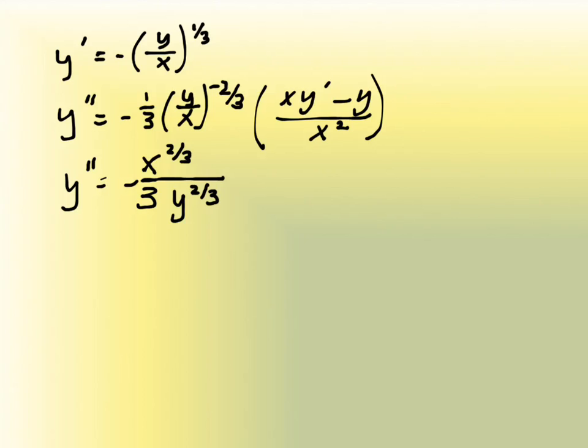Wait, can you say that again? What you did? The negative 2/3, I flipped the y and the x, so I put x over y. So x is on top now and y is on bottom, so that makes it a positive 2/3. And then I applied the 2/3 to the top and to the bottom individually.